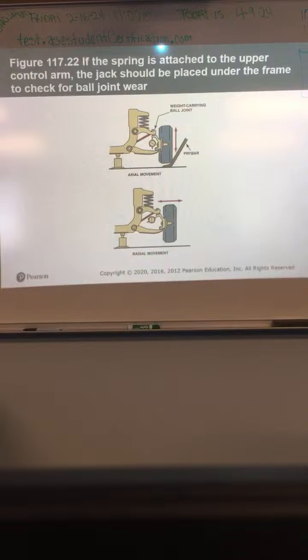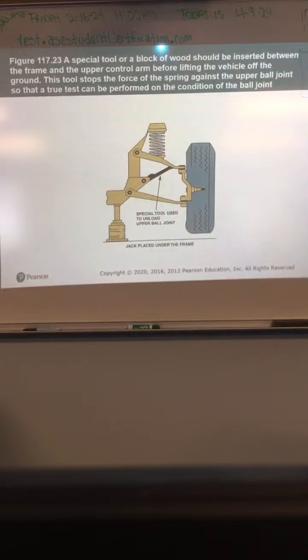The spring is attached to the upper control arm. The jack should be placed under the frame to check for ball joint wear. A special tool or block of wood could be inserted between the frame and the upper control arm before lifting the vehicle off the ground. This stops the spring force against the upper ball joint so that a true test can be performed.